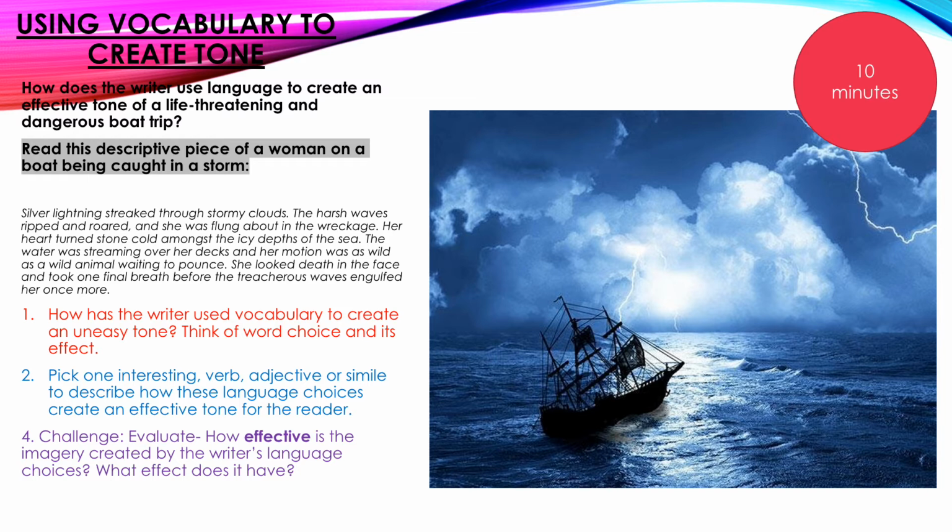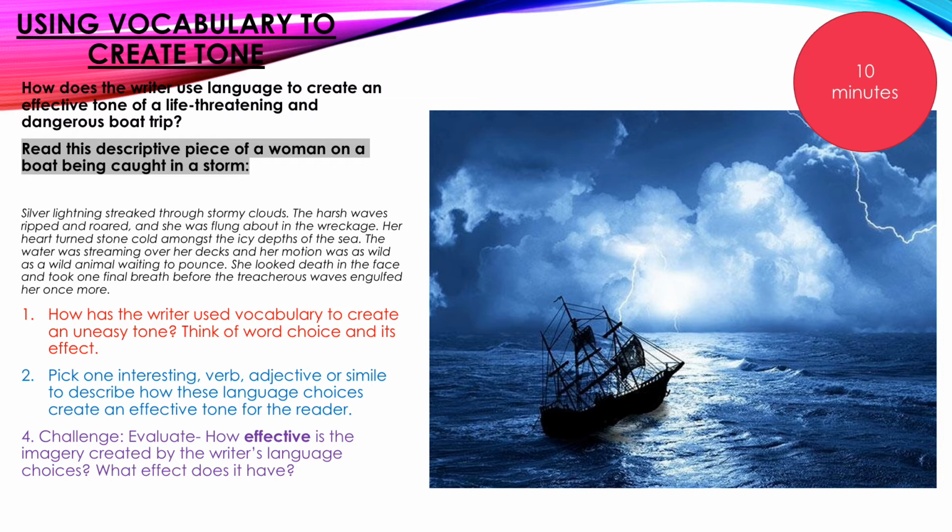So now think about this sort of vocab that's been used to create an uneasy tone, okay? So think of word choice. So the word choice for lightning is described as silver. The stormy clouds streak through stormy clouds. The waves are harsh. So just think about the use of language choice and how has the writer used vocabulary to create an uneasy tone. And also, whilst you're thinking of word choice, also think about its effect, okay?